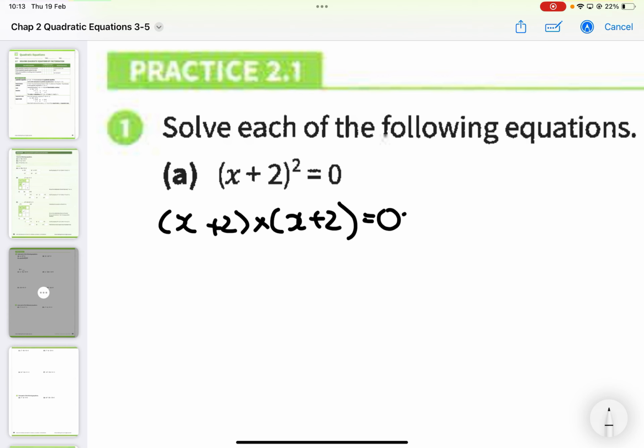Then how can I make them 0? Just now we learned already what? Bracket something times something means one of them is 0. If this is 0, it will make the whole thing 0. If the second one is 0, it will make the whole thing 0. But in this case, both are the same. So the only solution is when x plus 2 equals 0. 0 times 0, 0.